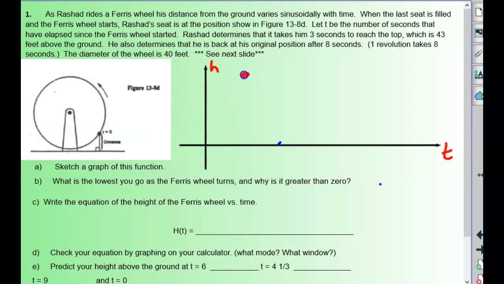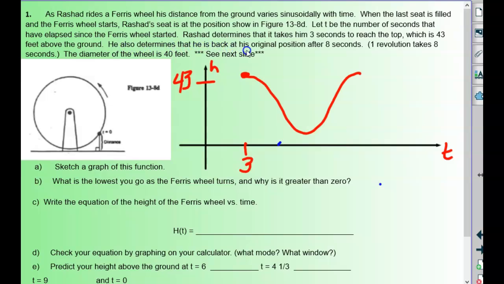What you want to do is you're going to need a phase shift. Okay, so he's at the top at 3 seconds. So at 3 seconds, he's at the top, which it says is 43 feet in. So I'm going to call this some kind of a cosine graph, and I'm going to use that 3 seconds as a phase shift. Don't think you have to cram a period in or that it started at 0 necessarily. Most of these require a phase shift. All right, which is 43 feet above the ground.